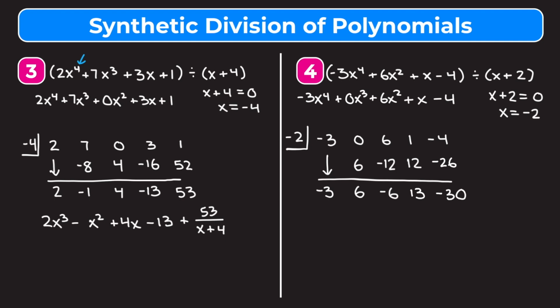We started with a fourth degree polynomial, so our answer is going to be a third degree. So we're going to have negative 3x cubed plus 6x squared minus 6x plus 13. And then we can add our remainder of negative 30 over what we divided by, which is x plus 2.